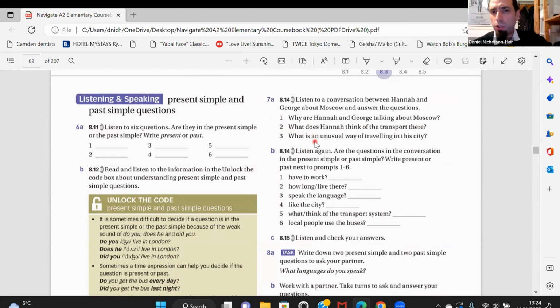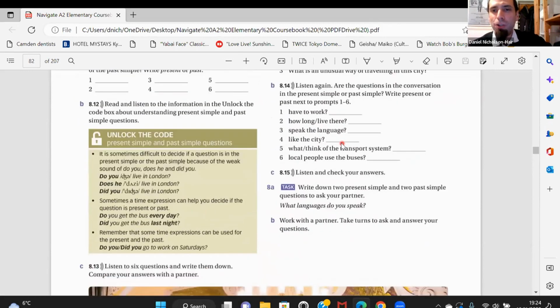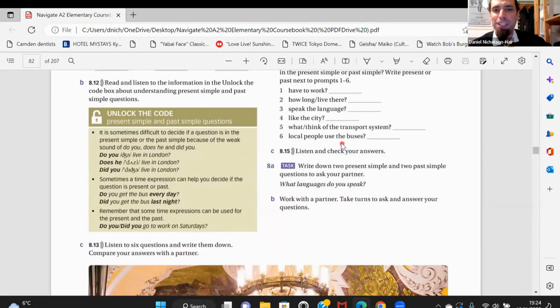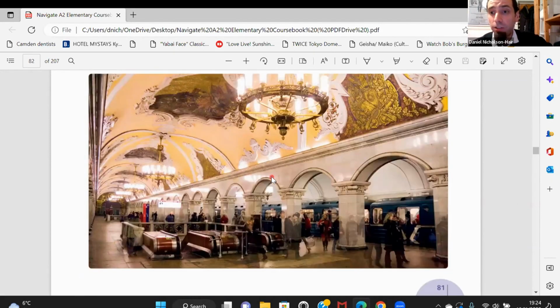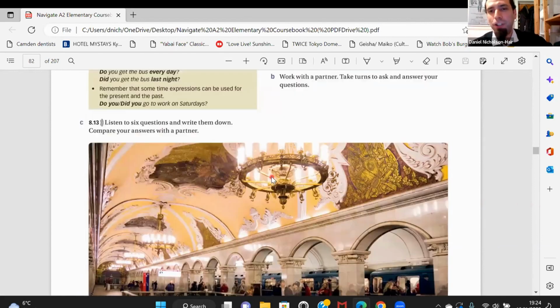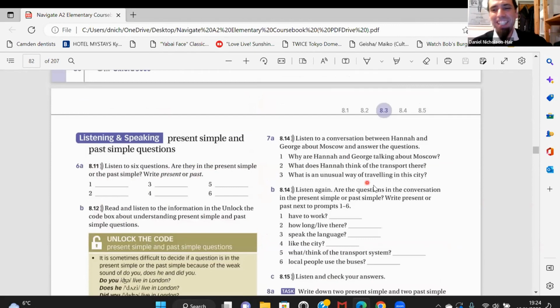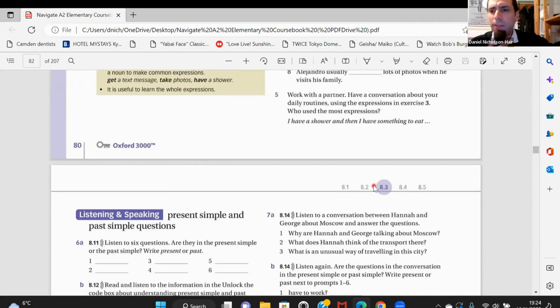So I think this is good because, especially the last question, what is an unusual way of traveling in this city? You can't do this with, as Field says, intelligent guesswork, I don't think. You could guess the underground or the subway system, but that is not the answer. That is wrong. So then you'd have to ask again and elicit the correct answer. Does anyone have an idea what the correct answer is?